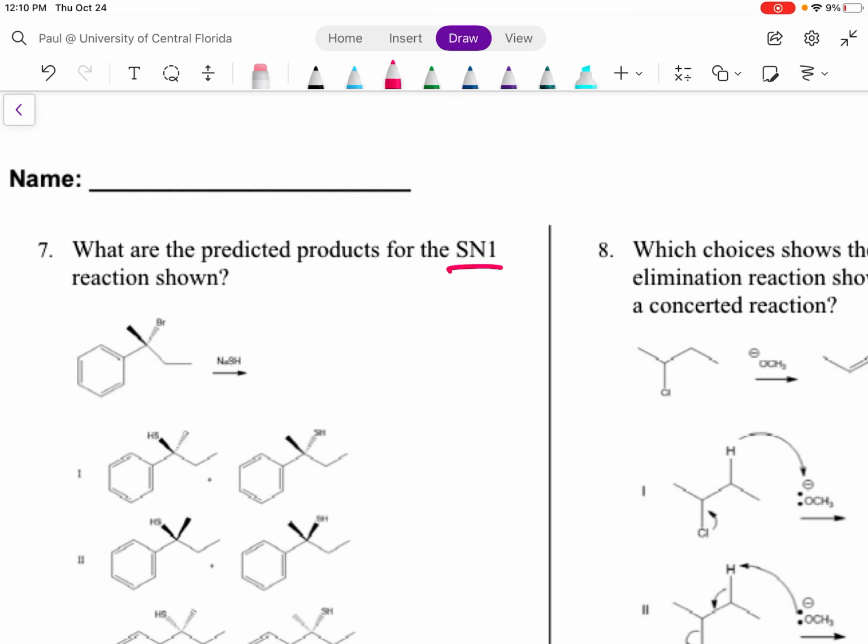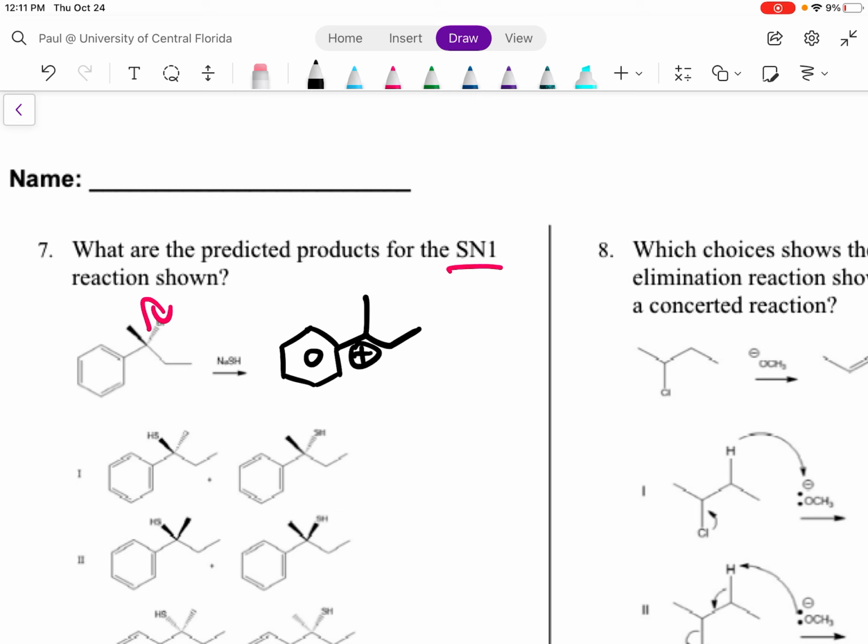Okay, so this guy right here, what's the predicted mechanism? Well, it's told you it's SN1, so that means the leaving group leaves. And so we have a benzene ring. We have a benzylic carbocation. So we still have our methyl group there. And that would be a benzylic carbocation, very, very stable.